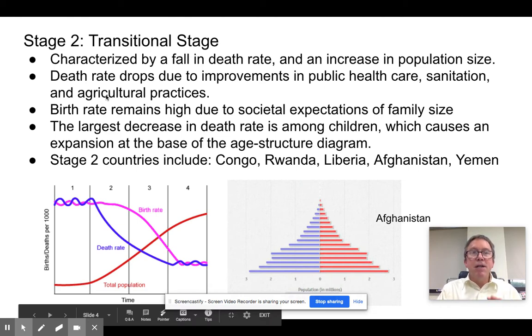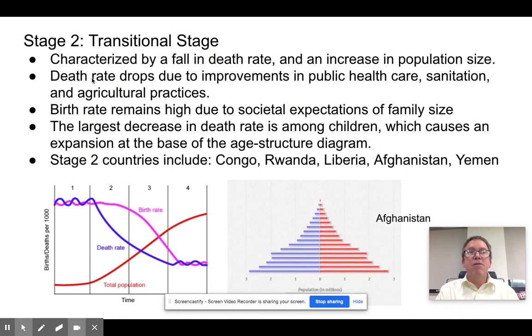So basically, stage two is characterized by a fall in the death rate due to improvement in sanitation and agricultural practices, still a high birth rate. And it's basically because people have expectations of how big a family is supposed to be. I mean, my mom had six kids, six. She was from a farm in the Midwest. That's just what people did. They needed kids to work the farm. I had two, and that's pretty typical of what happens as you transition out of the stage.